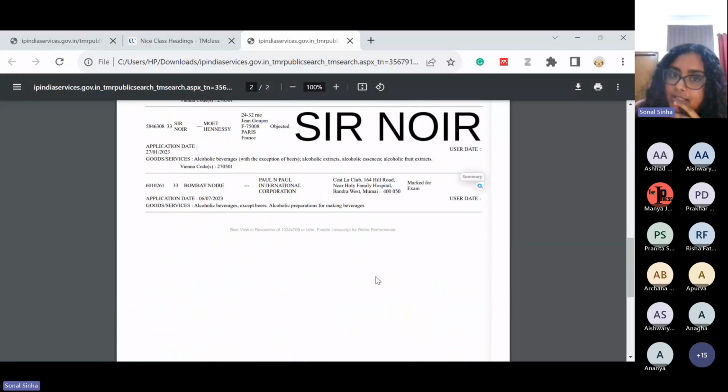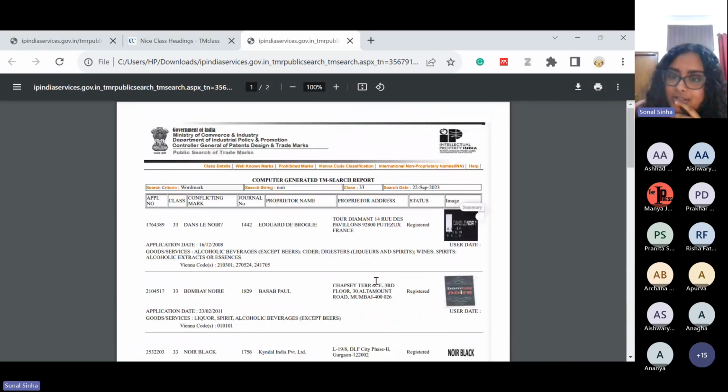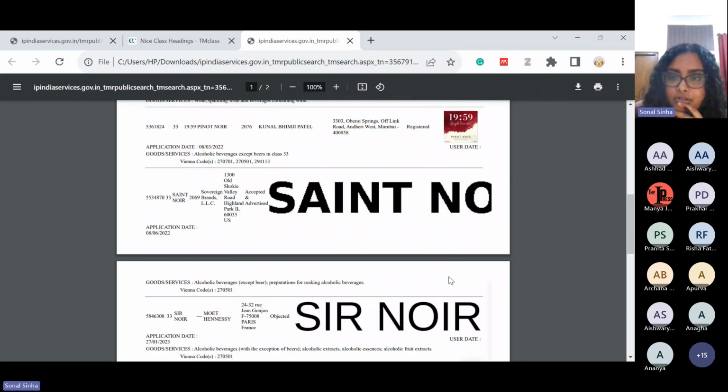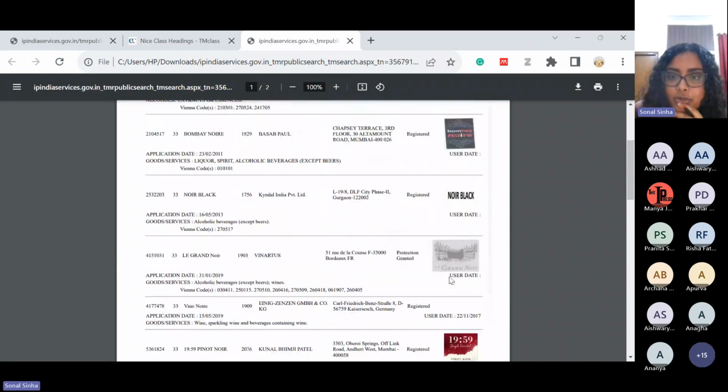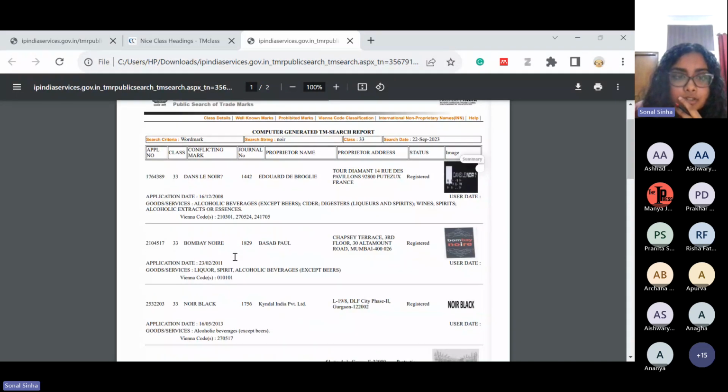If they can rebrand, that would be a good thing. But considering that they won't, it's good to either choose a very creative label or go ahead with a logo mark. I think that would be the best way forward over here.